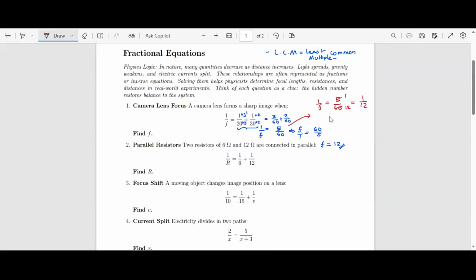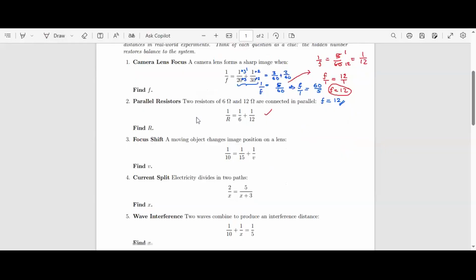Then you take the reciprocal. So f goes up, 1 comes down, and on the other side 12 goes up, 1 comes down. You don't have to worry about dividing by 1. You get the same answer now. f is 12. f by 1 is f, 12 by 1 is 12. The second question also deals with the same concept, so we can try that. We'll go to the third question.